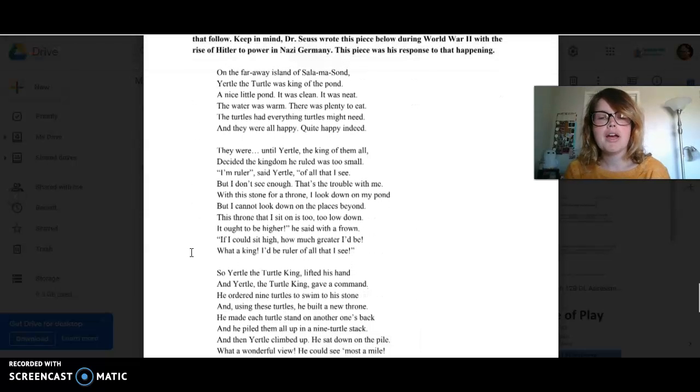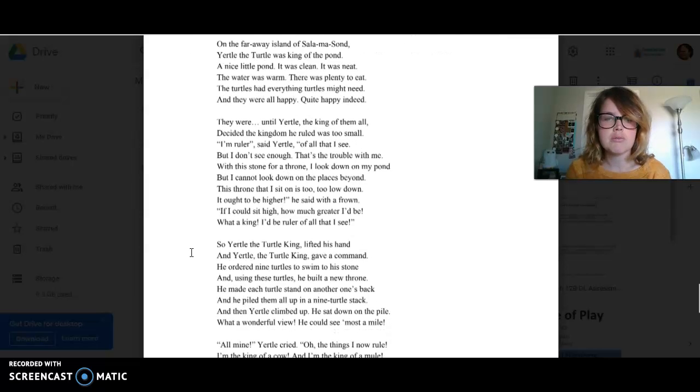On the faraway island of Salamasond, Yertle the Turtle was king of the pond. A nice little pond, it was clean, it was neat, the water was warm, and there was plenty to eat. The turtles had everything turtles might need, and they were all happy, quite happy indeed. They were told that Yertle, the king of them all, decided the kingdom he ruled was too small.